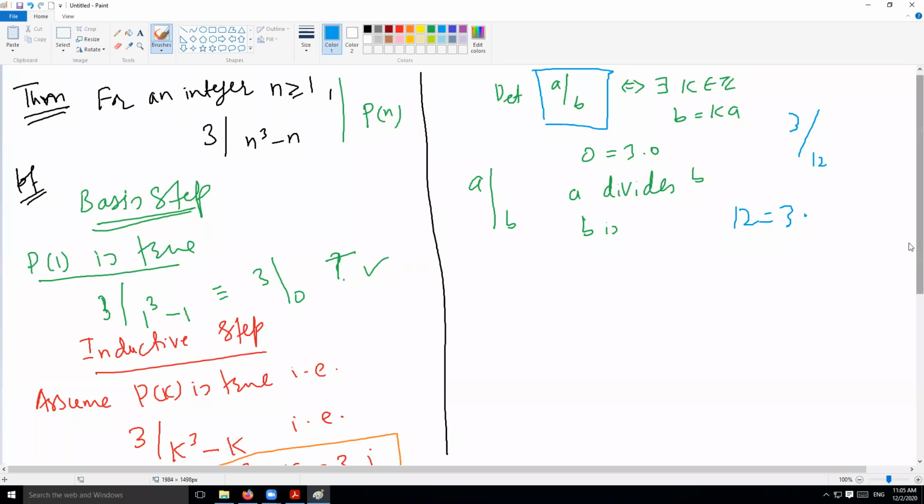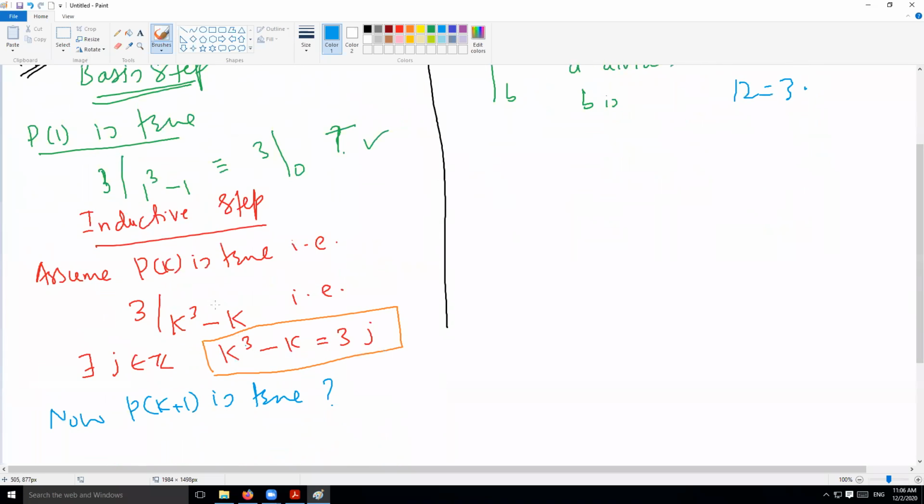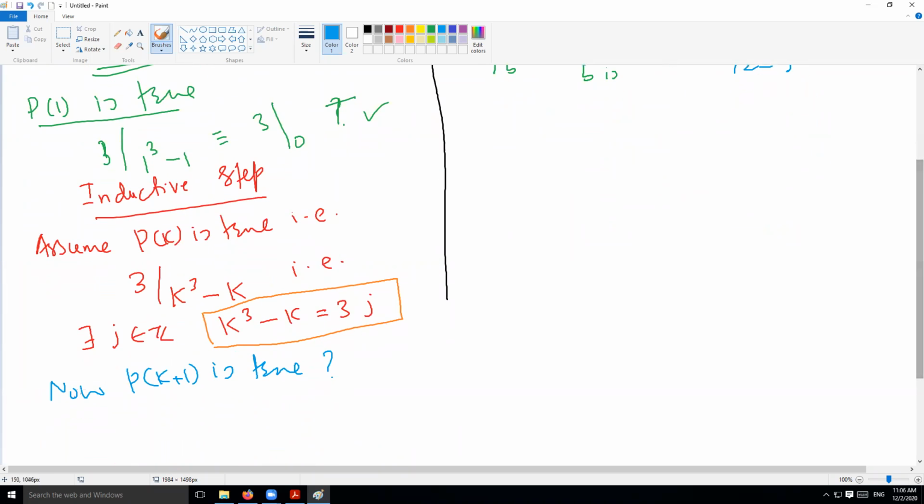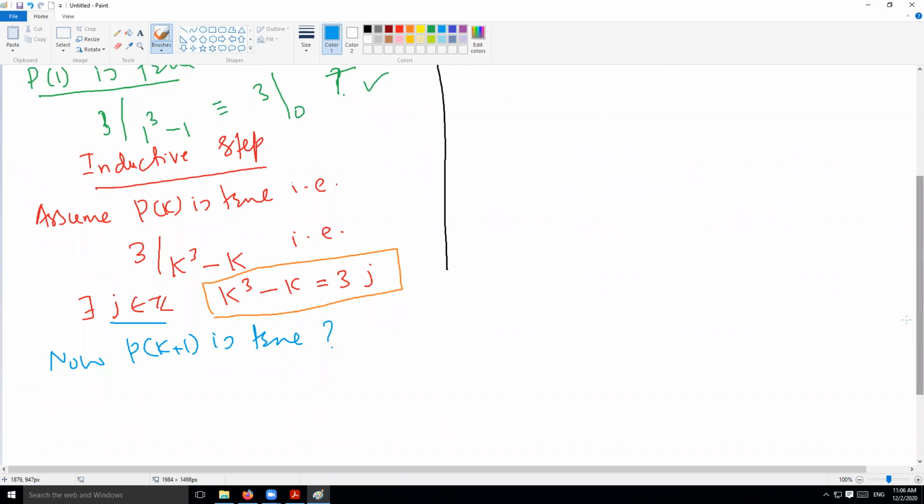So I'm saying that 3 divides k cube minus k. By definition there must be an integer j such that when you multiply that integer with 3 you get k cube minus k. And now I would like to prove that P of k plus 1 is true. That is, I would like to prove that 3 divides (k plus 1) cube minus (k plus 1).